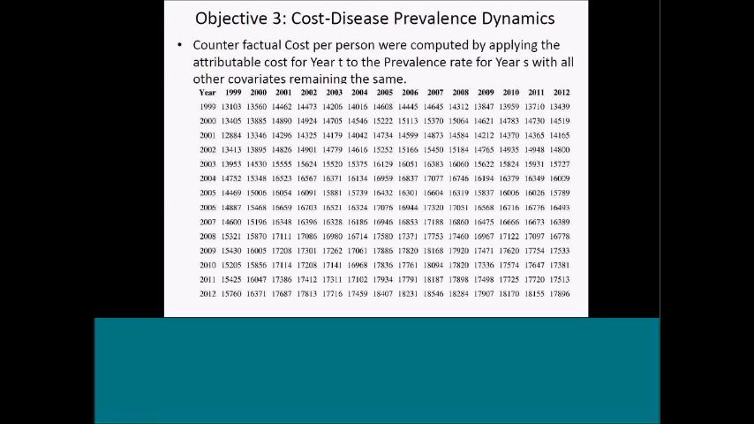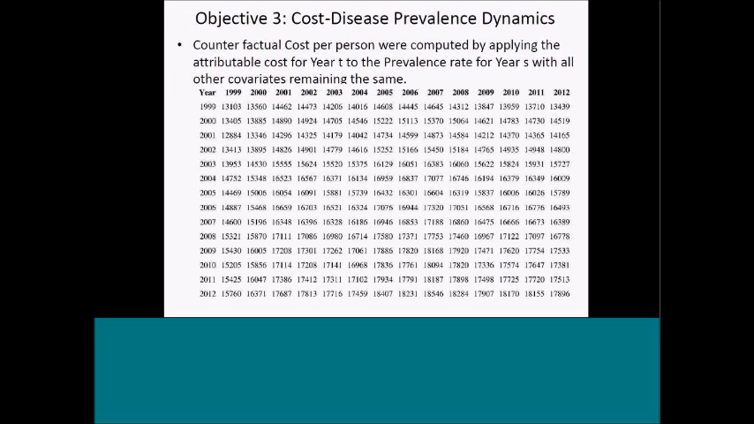That is, if you hold the prevalence the same but allow the cost to change, what would have been the actual cost? So 13,103 is the actual mean cost per person. But if you fix the prevalence at 1999 and only allow the cost to change, 13,560 would have been the average cost. So that difference is attributable only to the change in cost from 1999 to 2000, and prevalence is constant.